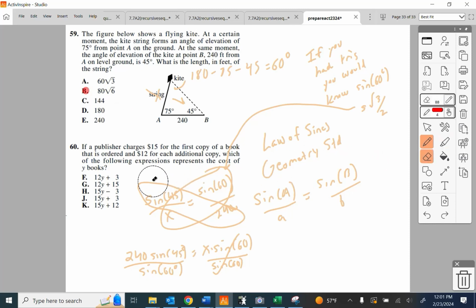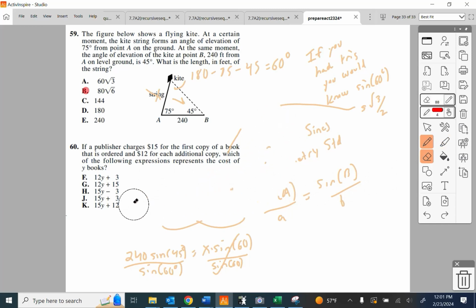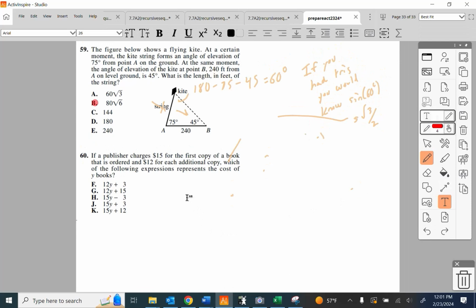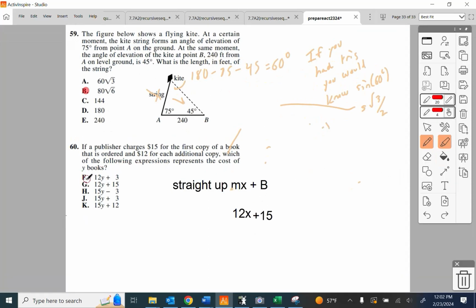A publisher charges $15 for the first copy of a book that is ordered and $12 for each additional copy. Which of the following expressions represents the cost of Y books? Now, this is kind of straight up mx plus b. The initial copy is 15, so plus 15. The change in what you pay is 12. Now, what they did is they tried to make it a little more confusing because they talked about Y. That's all they did. Bam. Done.